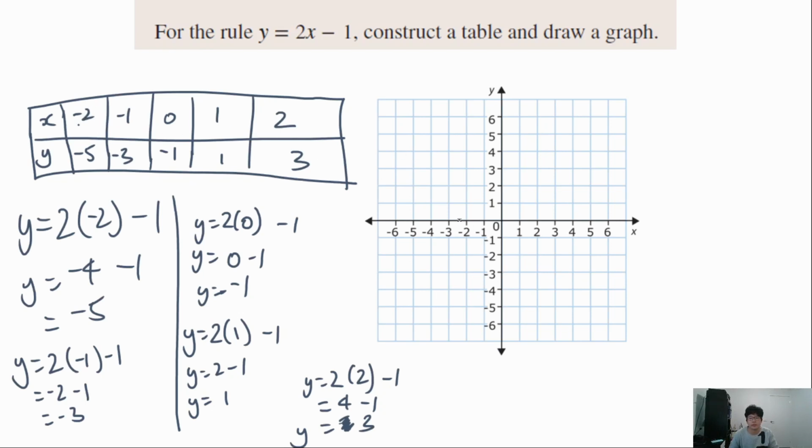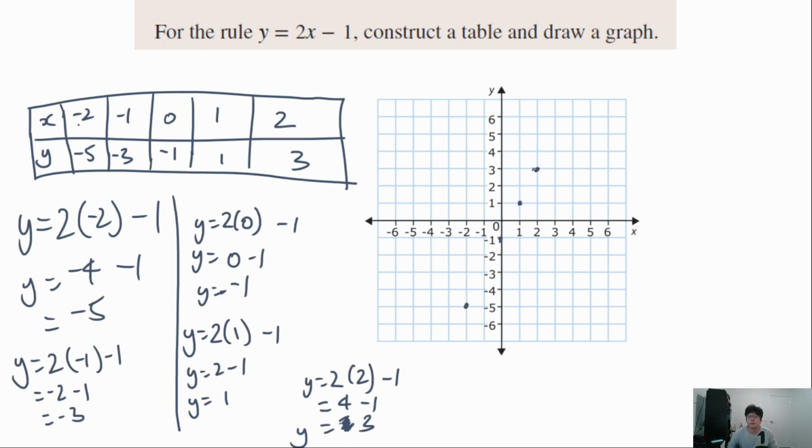Remember that means go to the left 2 spaces and then down 5 spaces. That'll be our first point. Next point will be negative 1, negative 3. Go left 1, go down 3. That'll be right there. Next one is 0, negative 1. That'll be over here. And then we have 1, 1 over here. And next point is 2, 3.